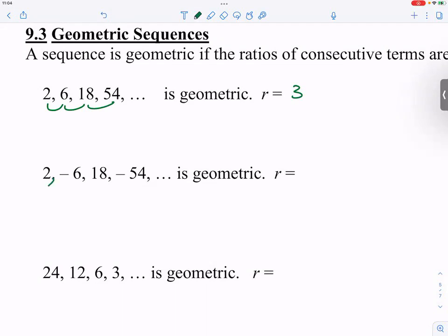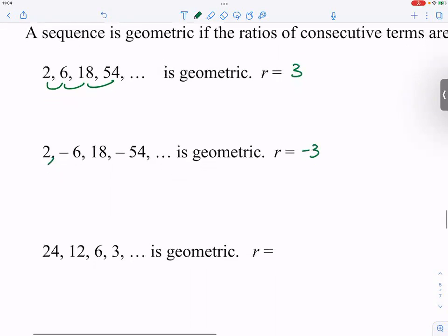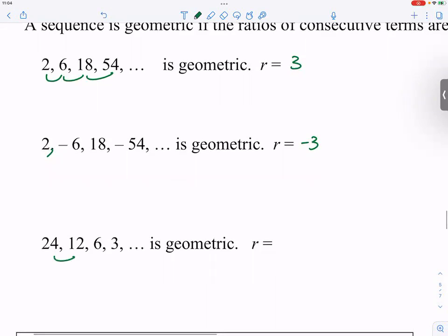There's supposed to be a comma here for the second list: 2, and then -6, and then 18, and then -54. So they are multiplying by not just 3, but -3. Whenever you see the sign going on and off, like plus, minus, you know you're multiplying by a negative. It's very signature.